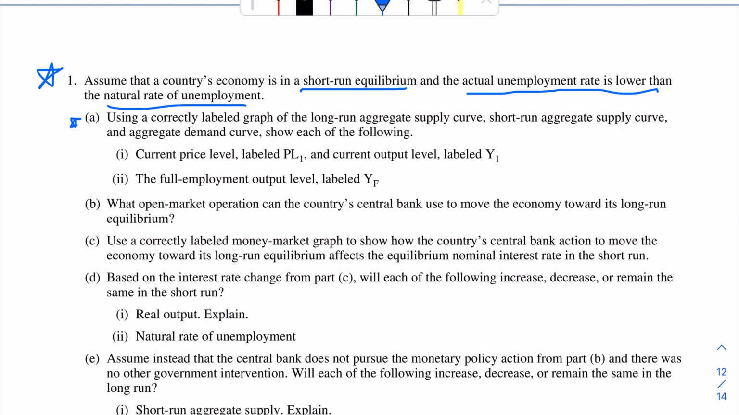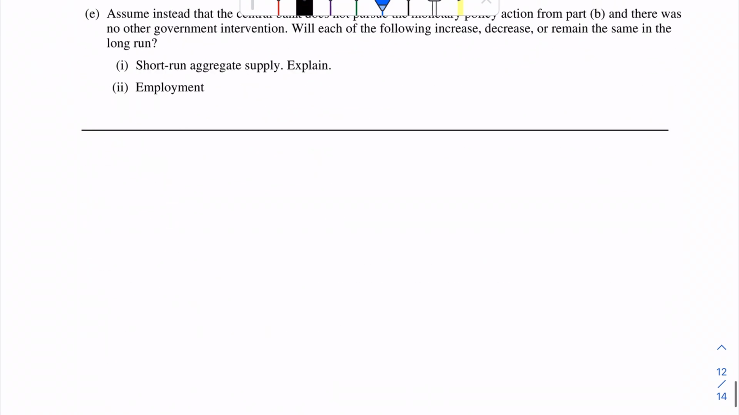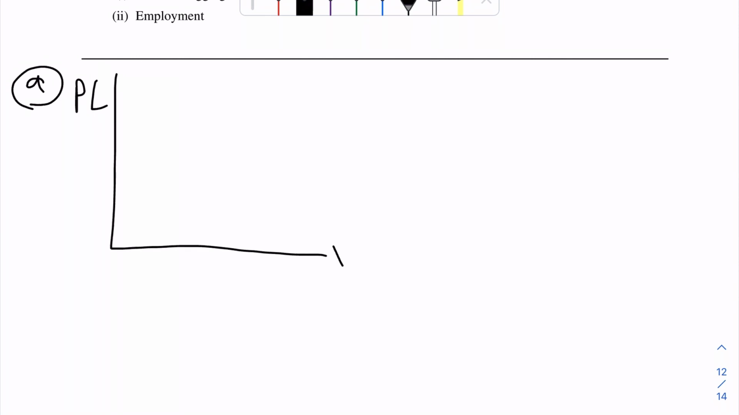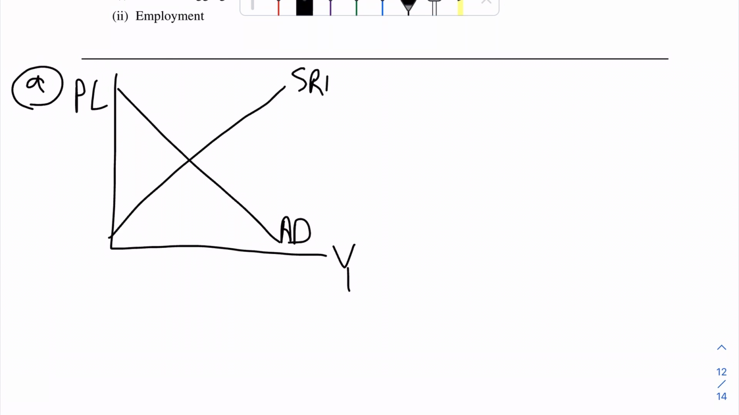Using a correctly labeled graph of the long run, short run, aggregate demand, show each of the following. So we need current price level and current output. What you're going to do here on your graph is, for part A, you want price level, output, you need an aggregate demand, and a short run aggregate supply. Okay, so far so good.